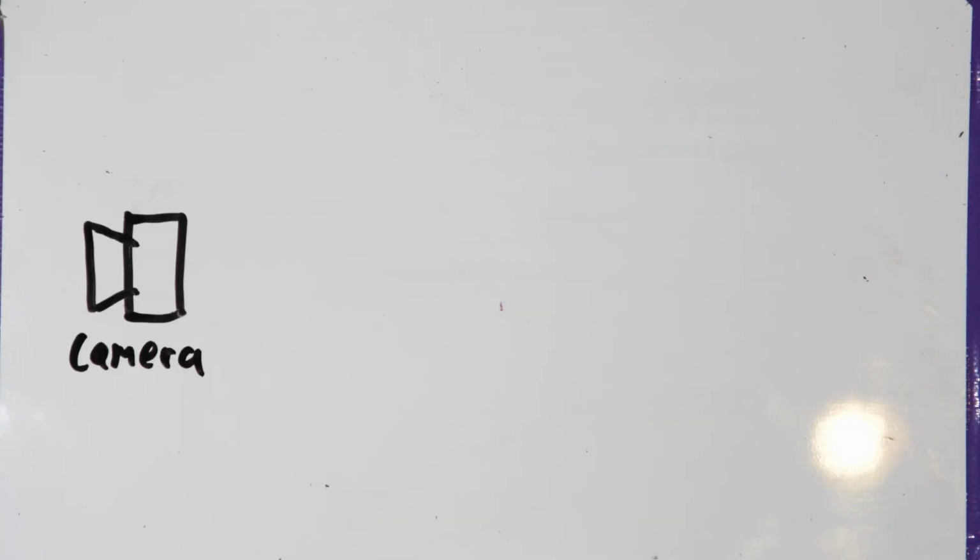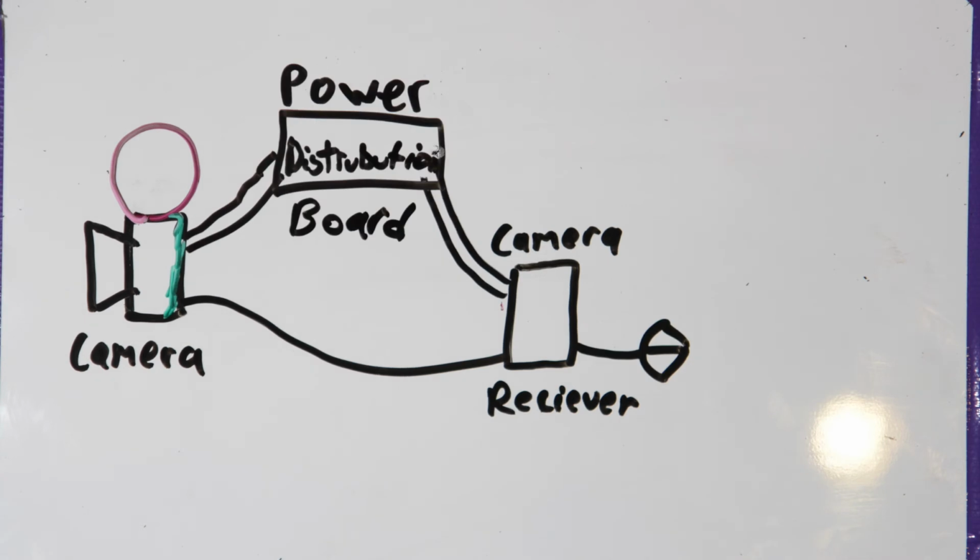The camera system functions as the eyes of the drone. The camera connects to the power distribution board and a camera receiver on the drone. This piece receives the video feed from the camera and sends it to my live video feed via antenna.